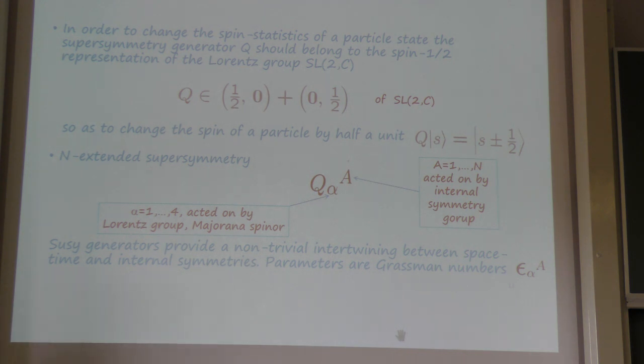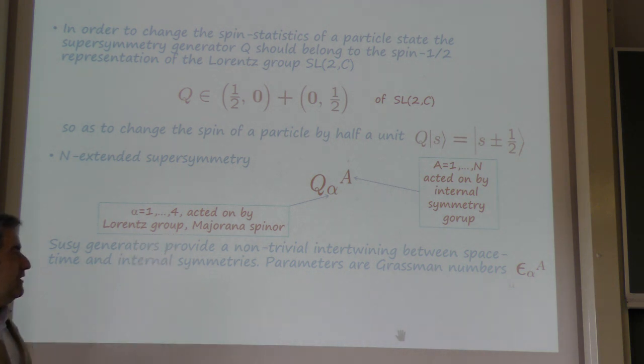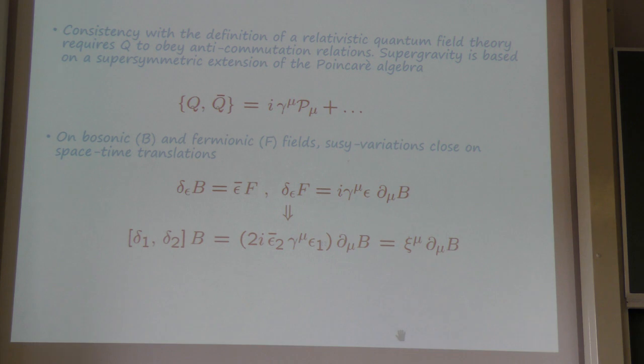And this index A is acted on by a compact group, which is the automorphism group of the superalgebra. It's called the R-symmetry group. For the Poincaré superalgebra, that is the supersymmetric extension of the Poincaré group, this group is U(N) for any N up to 8, and SU(8) for N equal 8. According to this index structure, the parameters also have the same index structure, and they are Grassmann numbers, so they are anti-commuting numbers.